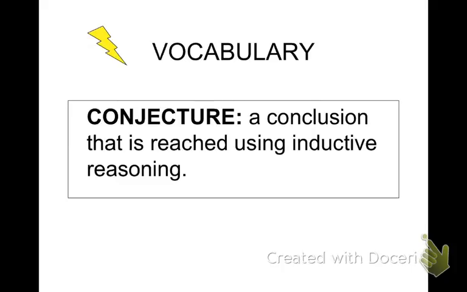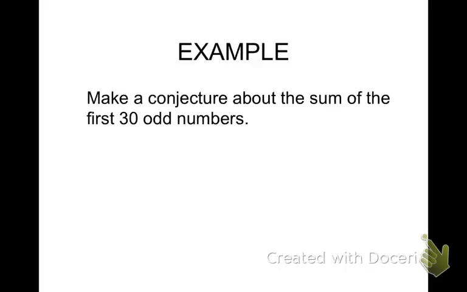So we make conjectures when we're dealing with inductive reasoning. It's just your statement to come up with your conclusion. We looked at the previous patterns. What was the pattern? Each number was being multiplied by 2. That would be a conjecture. That's my conclusion. Then what would be the next two numbers? 48, 96. All right, so let's make a conjecture about the sum of the first 30 odd numbers.